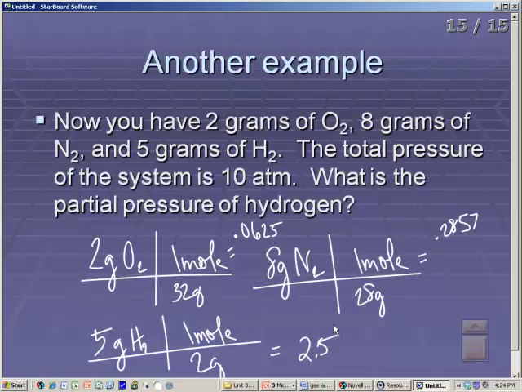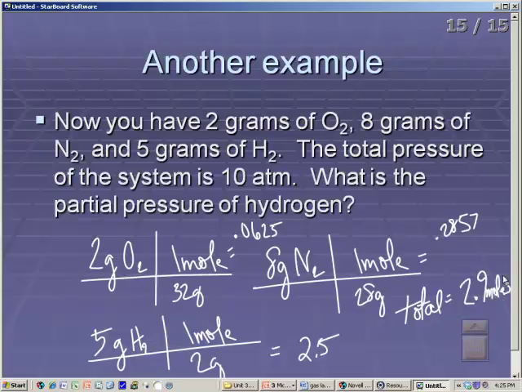Add up the total number of moles. I'm going to use 2 sig figs for all of these. So 2.5 plus 0.063 plus 0.29. I get a total number of moles of the system to be, and I'm going to use 2 sig figs, 2.9 moles.